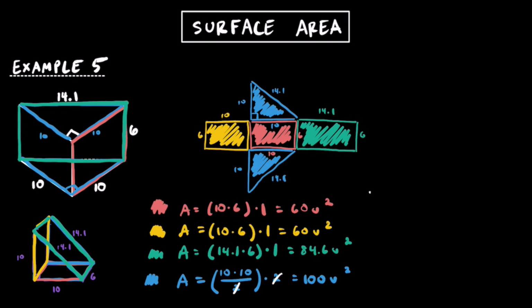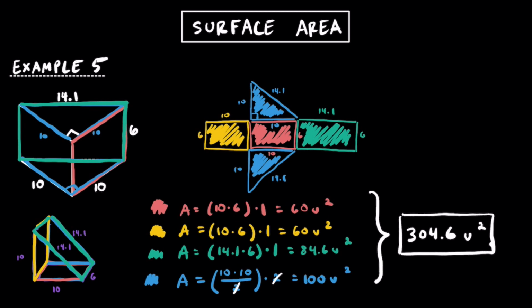Okay, so if we were to go ahead and just add up each of these areas together, we will get a total area of 304.6 units squared. That would be the surface area of this triangular prism.